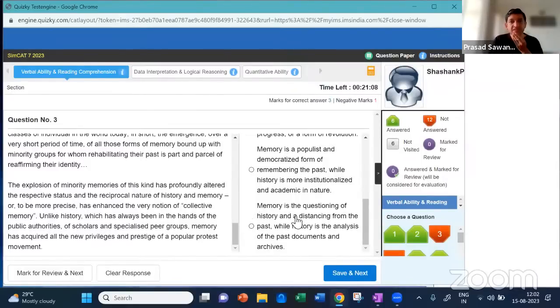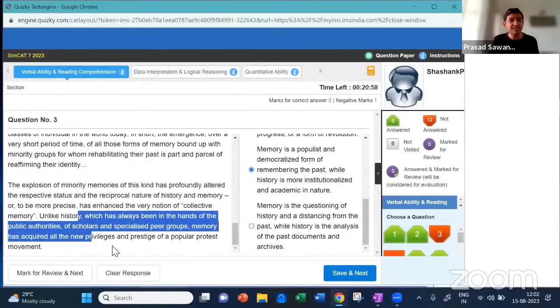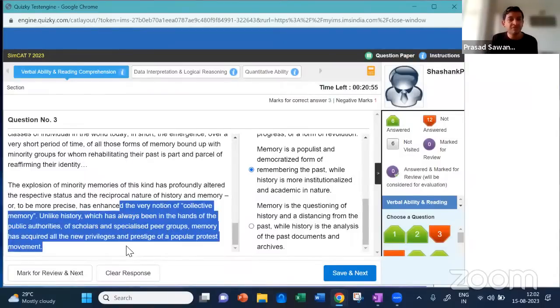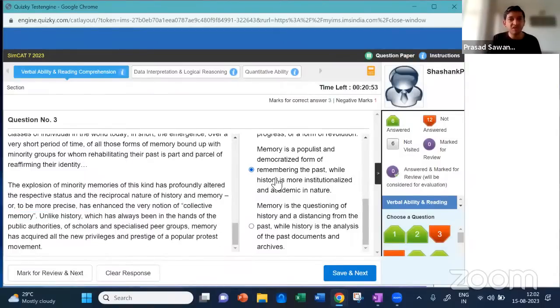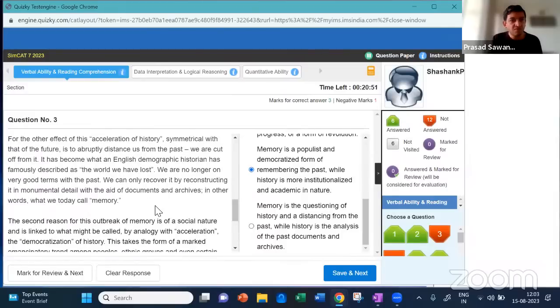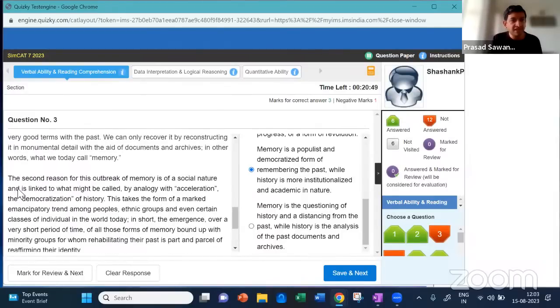Yeah. Memory is the questioning of history and a distancing from the past, while history is the analysis of past documents and archives. I like this one because we're talking here in terms of specialized peer groups, hands of public authorities. Yeah. Memory acquired all the privilege and prestige of a popular protest movement. So democratized form is what I would say. Yeah. Acceleration and democratization of history. I would go for this one.